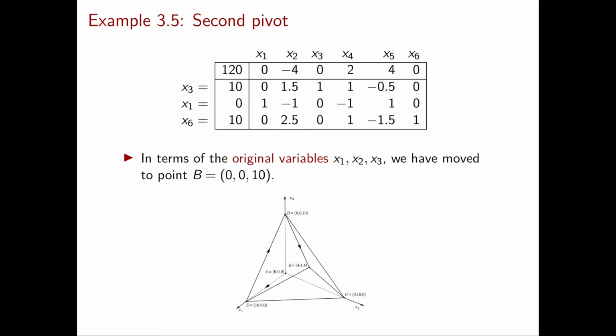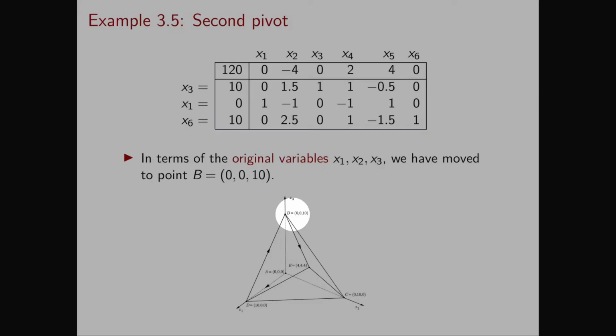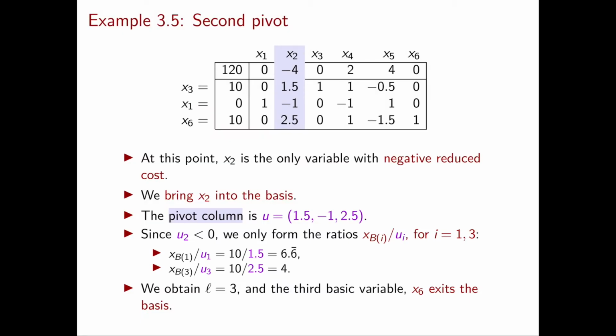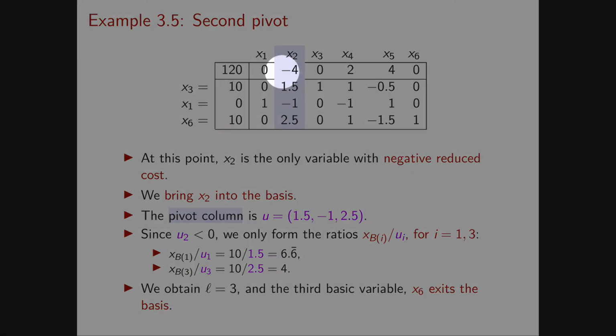From the picture, we know that we're not yet optimal, because our optimal solution is E. So let's get back to our tableau. The fact that we're not in an optimal solution is clear from the tableau because we still have a negative reduced cost. Minus 4 is the only negative reduced cost, so we must have x2 enter the basis. So the pivot column is this one.